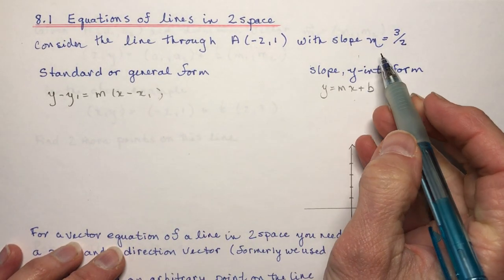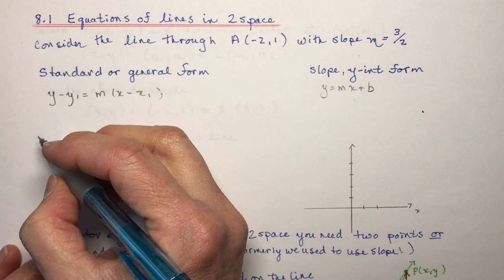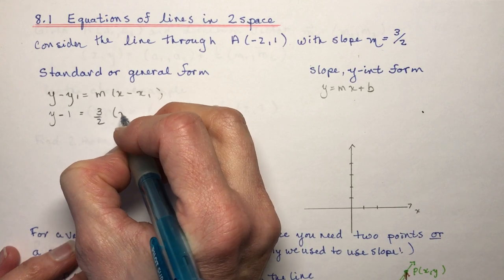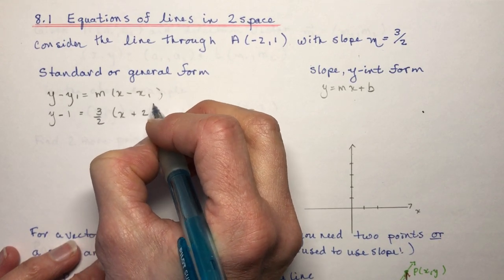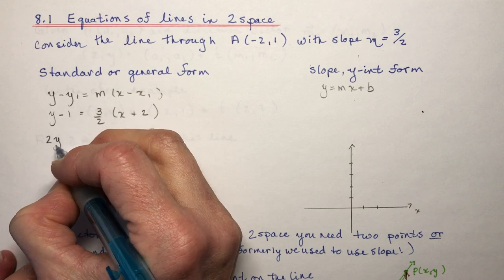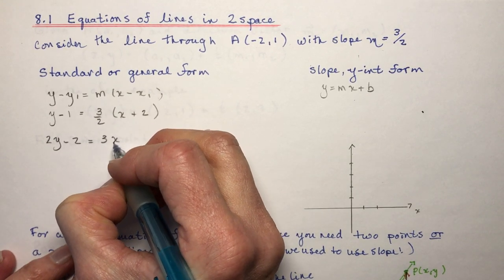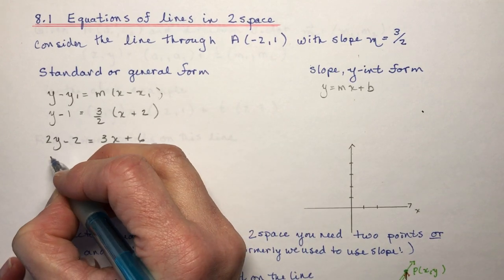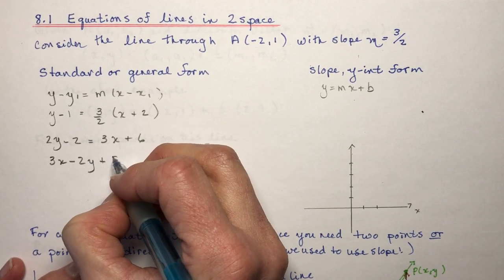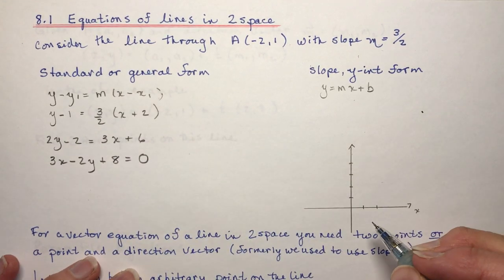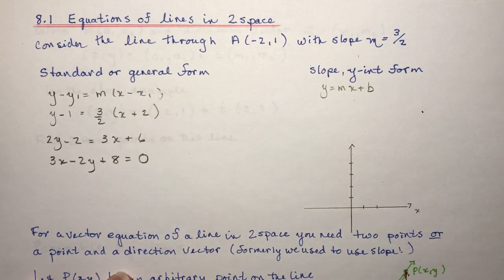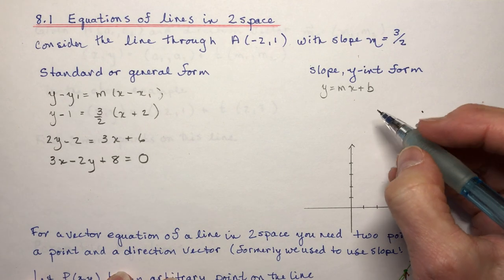So if we were using this equation, we have a slope, so we have y minus our y1, which is 1: y minus 1 equals the slope, 3/2, times x minus minus 2, which is plus 2. Then you would multiply everything by 2 here to get rid of this denominator. 2y minus 2 is equal to 3x plus 6. And bringing it all to one side of the equation, you'd have 3x minus 2y plus 8 is equal to 0. And that's your standard or general form. This is the form that you're going to want to get your vectors in, because there's something special about it. We'll leave that for another day.